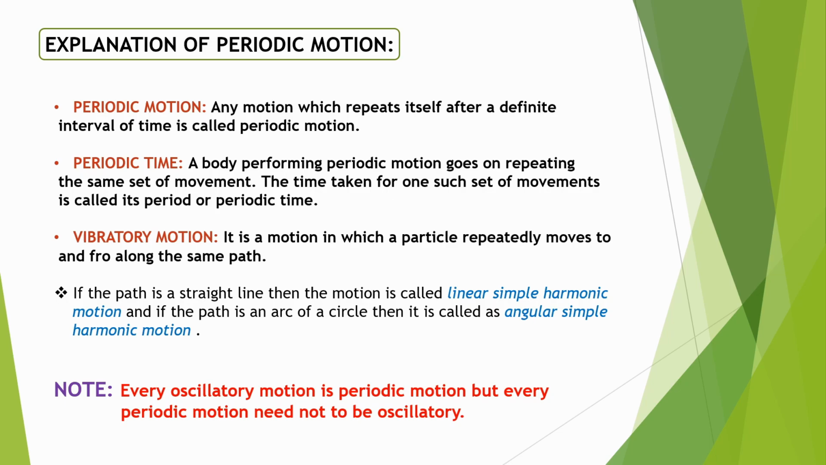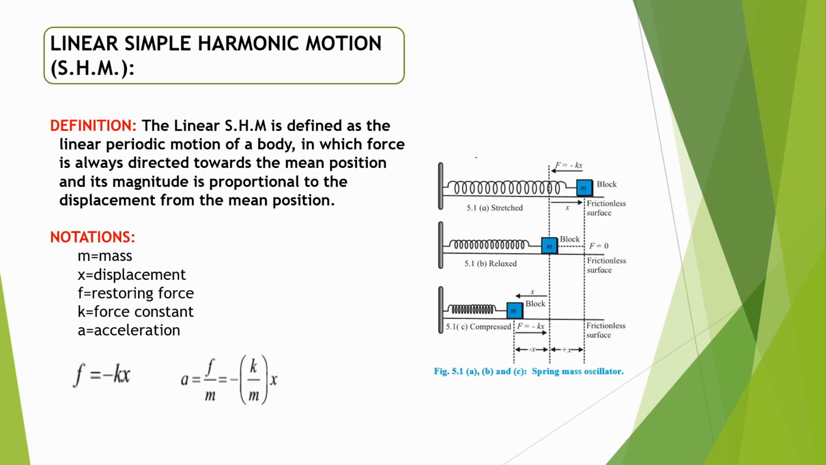The next point is the explanation of linear simple harmonic motion. Linear simple harmonic motion is a simple harmonic motion in which the body or the particle oscillates or vibrates along a straight line path. Let us see the figure, Figure 5.1 a, b, c, the spring-mass oscillator.